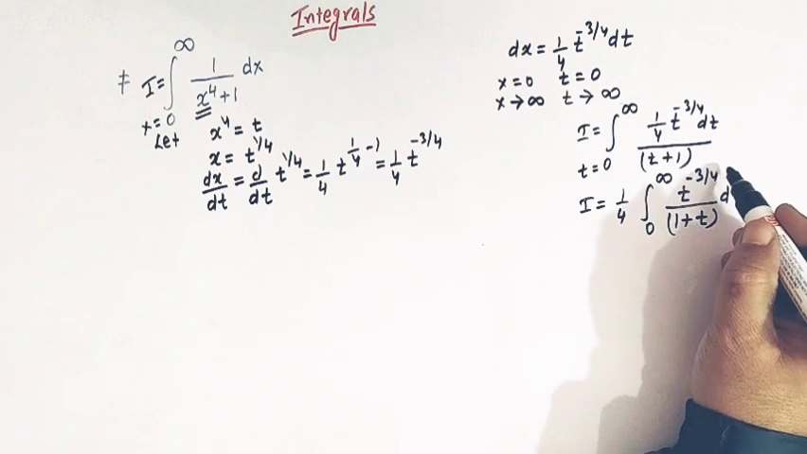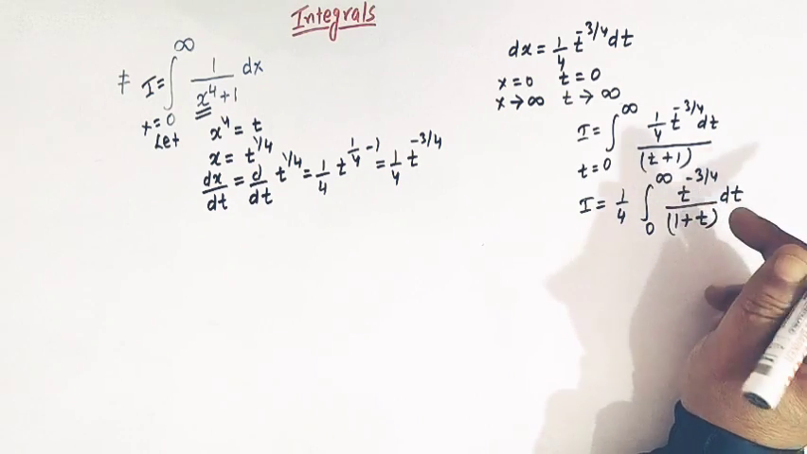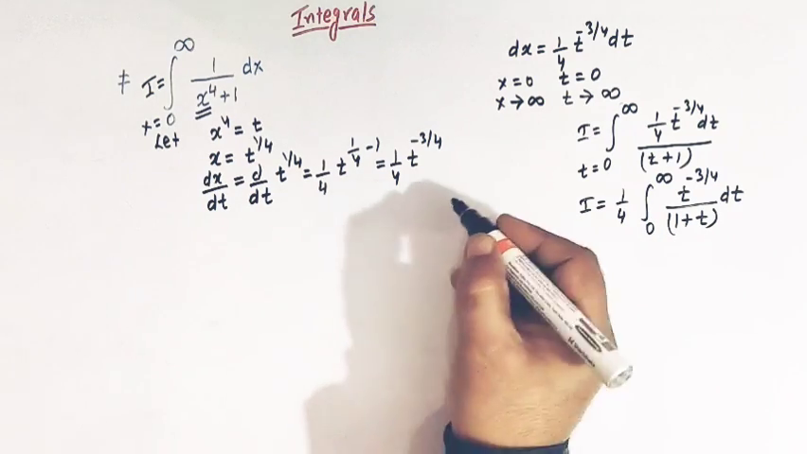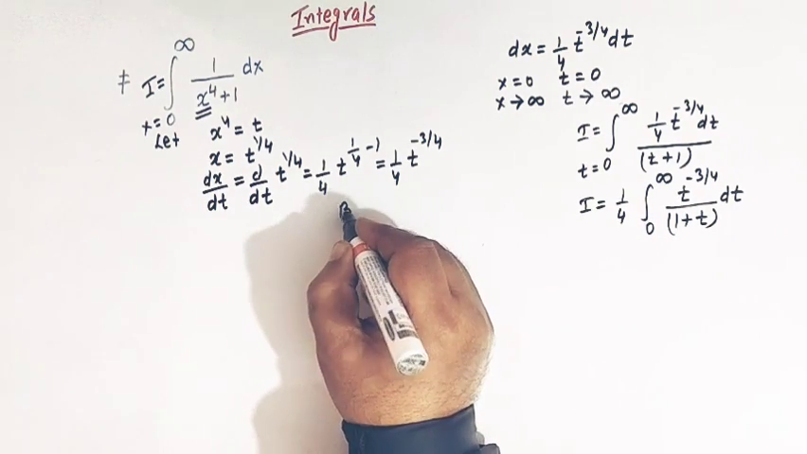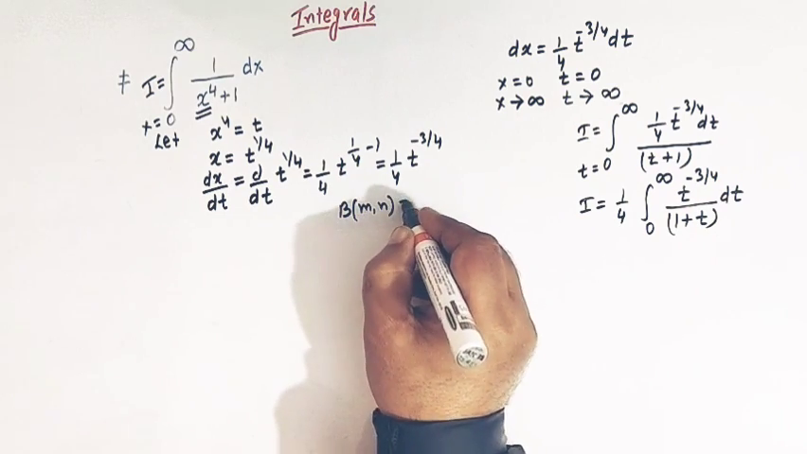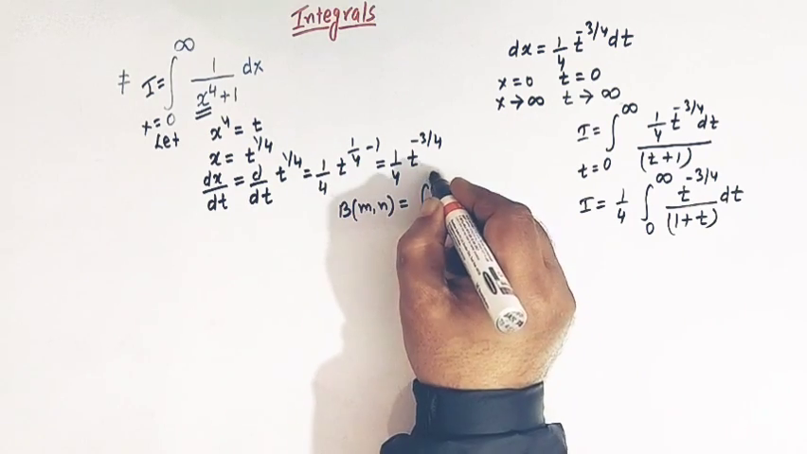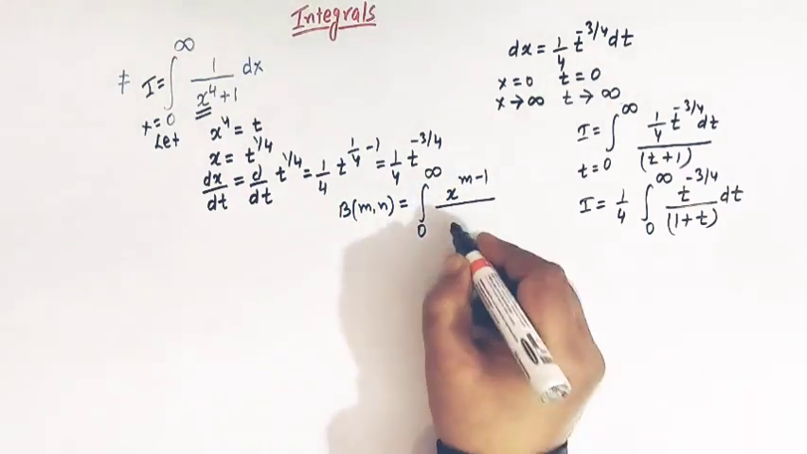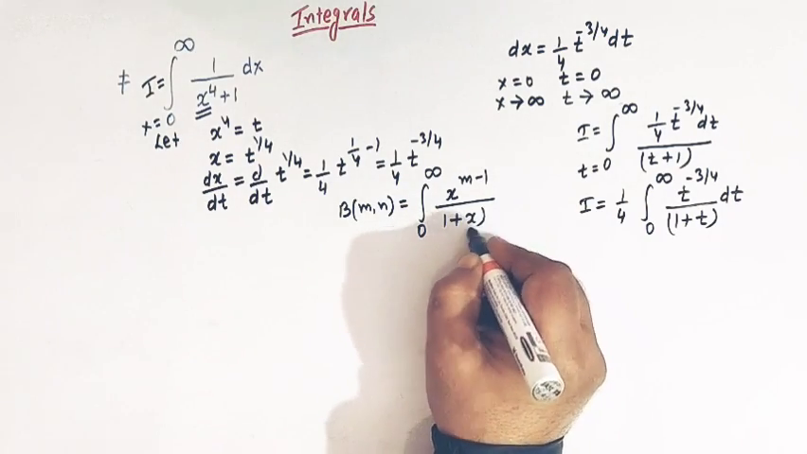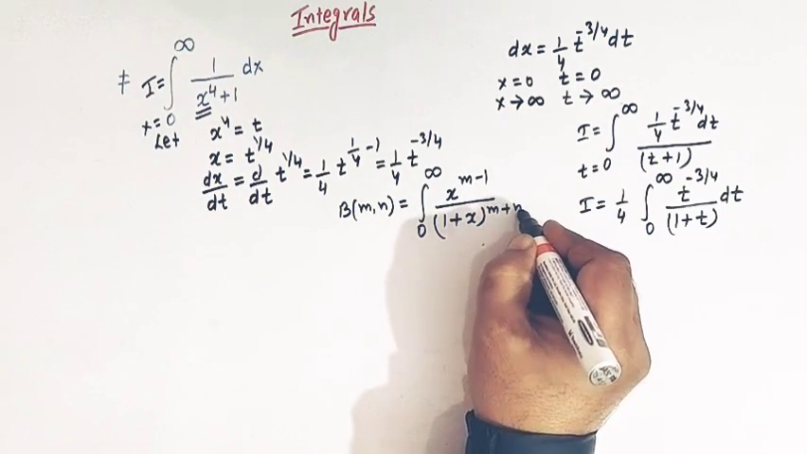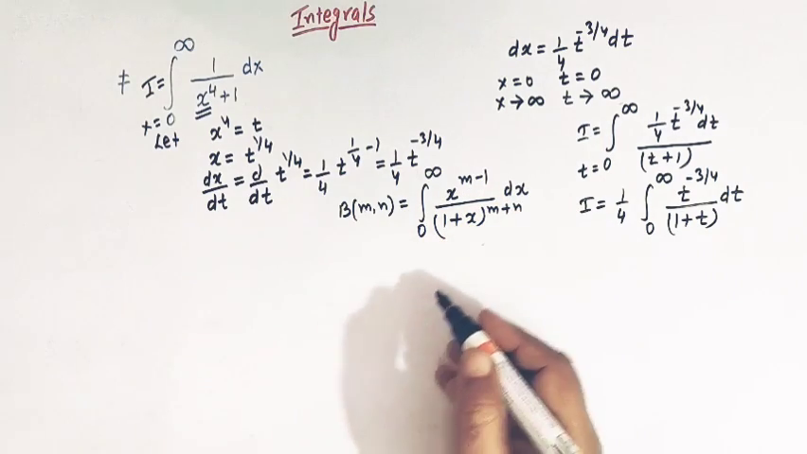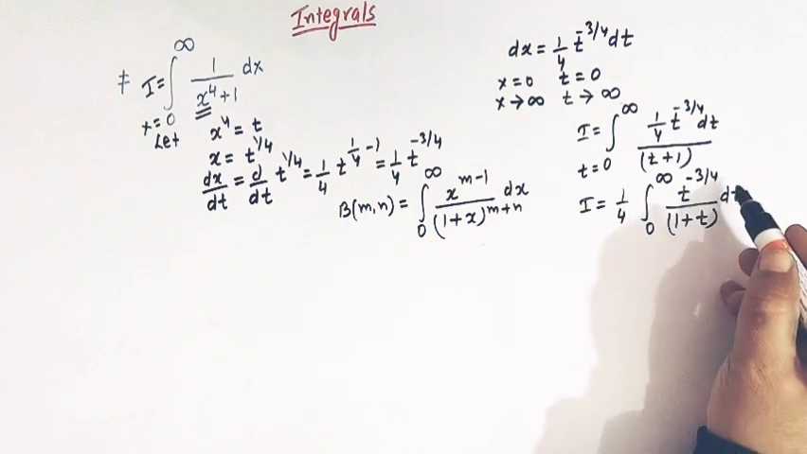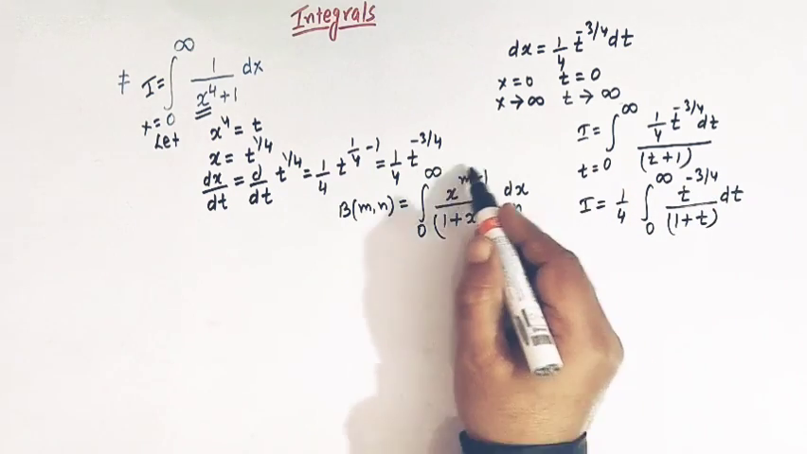Now see, here we have this integral. Let us revisit the definition of the beta function in terms of an integral. Beta(m, n) is defined by this integral: 0 to infinity, x raised to m minus 1 divided by 1 plus x raised to m plus n, dx. Now this integral is similar to this one, and I will express this integral like this.